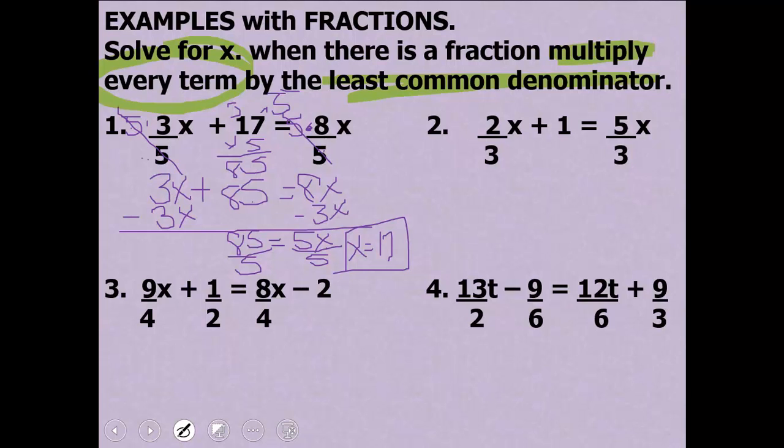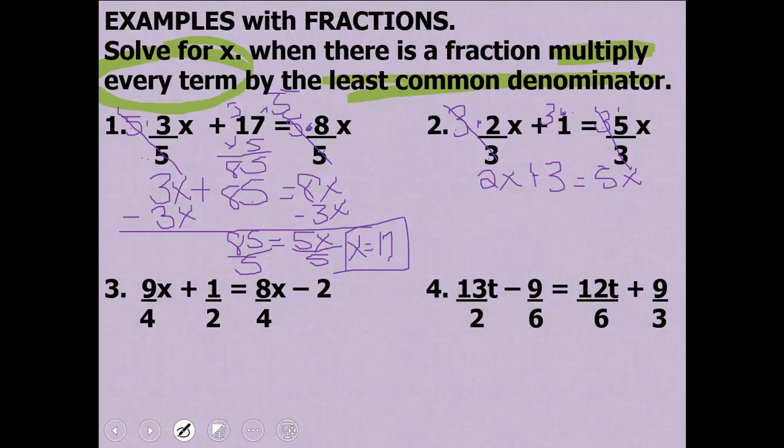I have 2/3 times x plus 1 equals 5/3 times x. All right, 3 and 3 are the only denominators, so that has to be my common denominator. So I have to multiply everything by 3. This 3 in the numerator cancels with this 3 in the denominator, and I'm left with 2x. 3 times 1 is 3. This 3 in the numerator cancels with this 3 in the denominator, so I'm left with 5x.